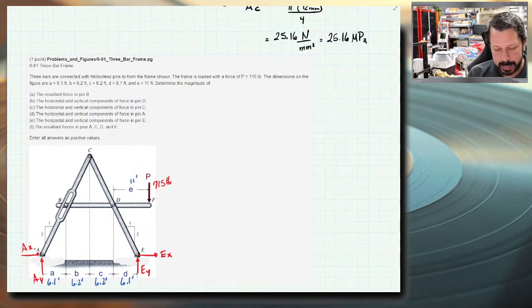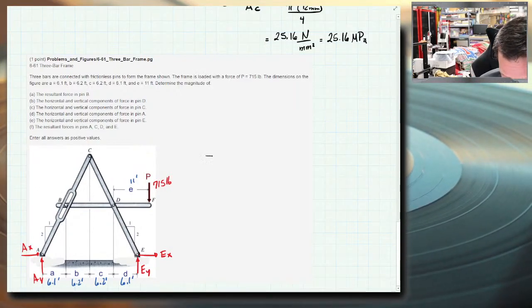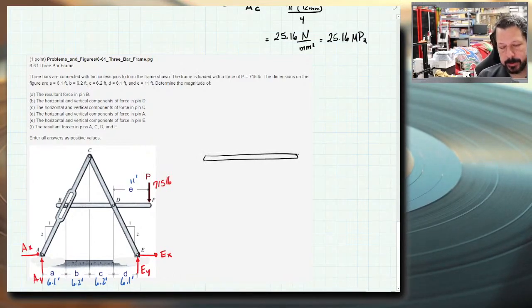If I did moments about A, then that would give me a value for EY. If I did moments about E, or then at that point I could do forces in Y and get a value for AY. I'm not going to do that yet. We may need to do that later, but I'm not going to do it yet. So remember BDF. I said when things are machines, a lot of times you have to start by taking them apart instead of solving reactions, but sometimes, this is a frame, sometimes you have to do that with a frame too.